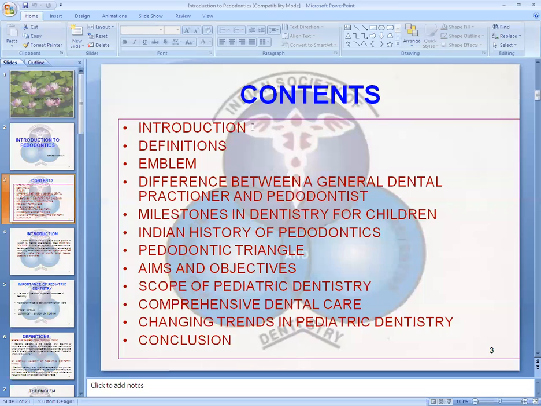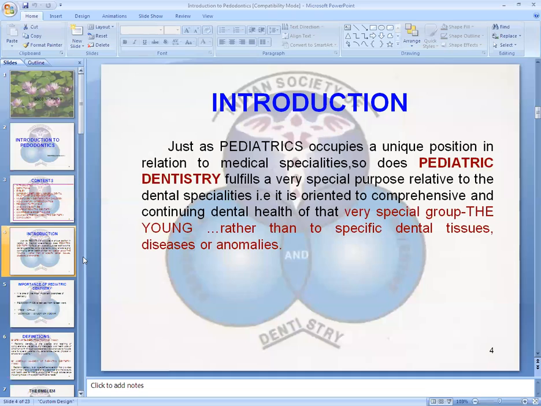Like in the introduction you write, then you write the definitions. You will get an idea of what you have to write in your answer. So this will be a nice frame of your answer. So okay, this is the contents. Now we will see the introduction first.